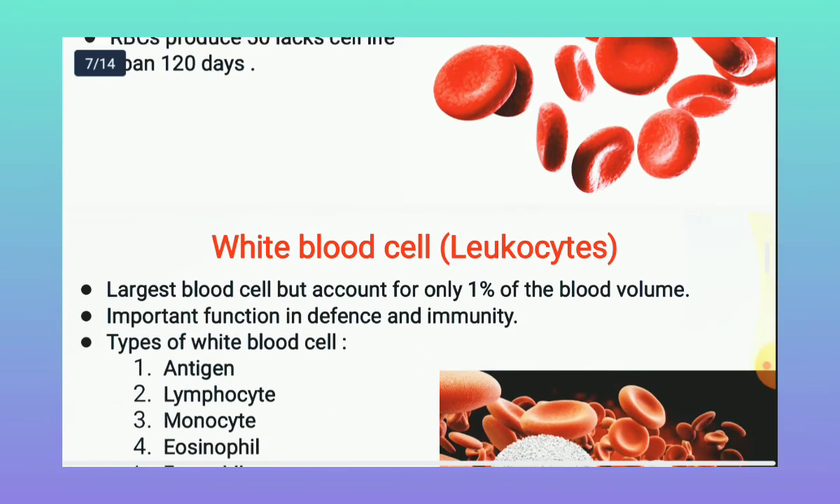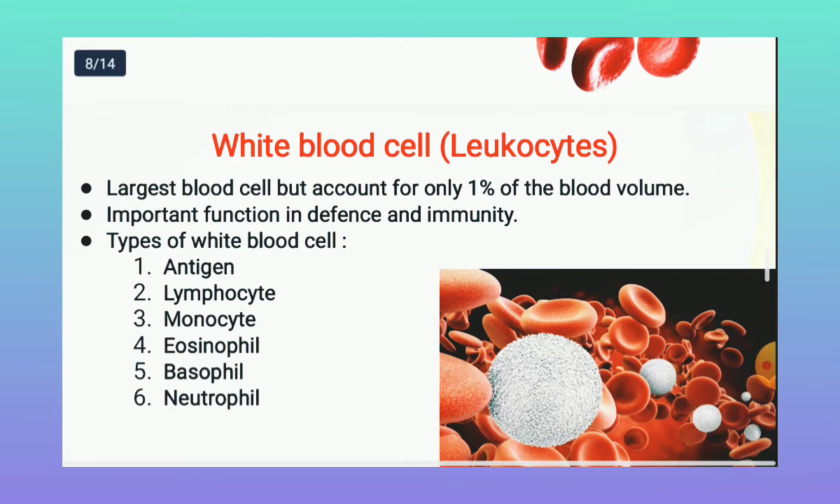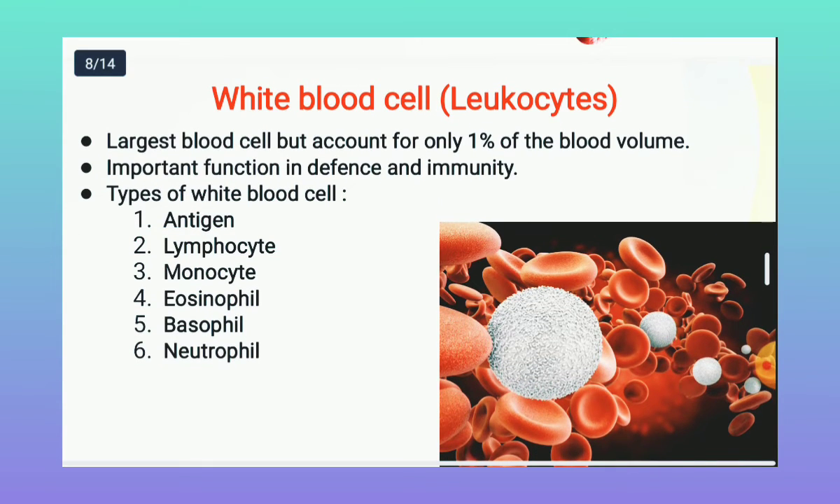Next we'll discuss the white blood cell. The scientific name of the white blood cell is leukocytes. That is the largest blood cell, but accounts for only 1% of the total blood volume. So 1% of the total blood volume is WBC we find. Now the important function is defense and immunity. So what are the types of white blood cell or WBC? They are lymphocytes, monocytes, eosinophils, basophils, then neutrophils.